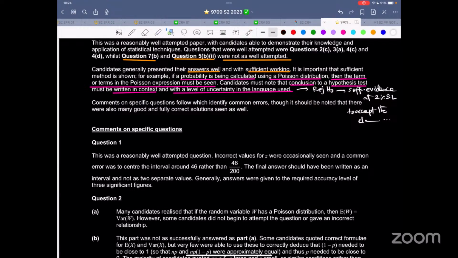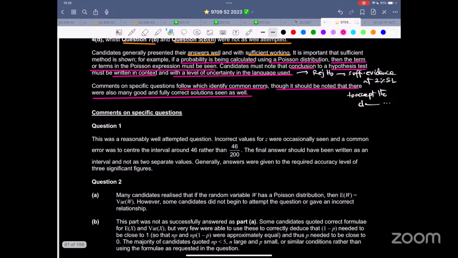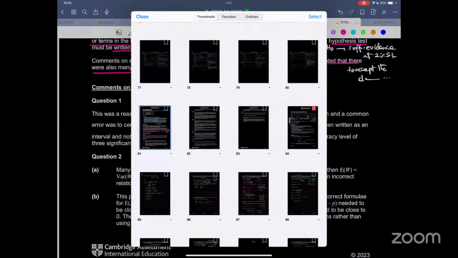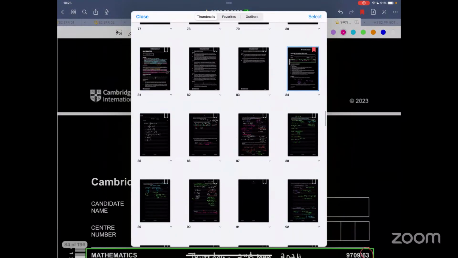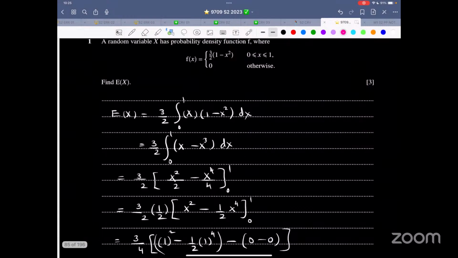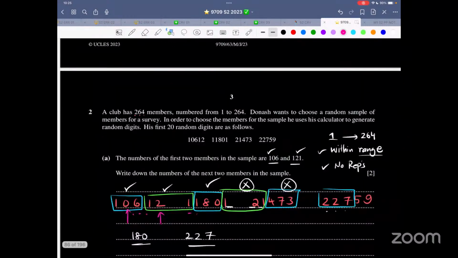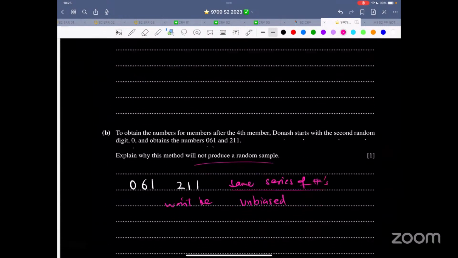And then it says comments on specific questions follow which identify common errors, though it should be noted that there were also many good and fully correct solutions seen as well. So this is the general idea. Now, let's move to the next paper. And this time, let me focus on specific questions.